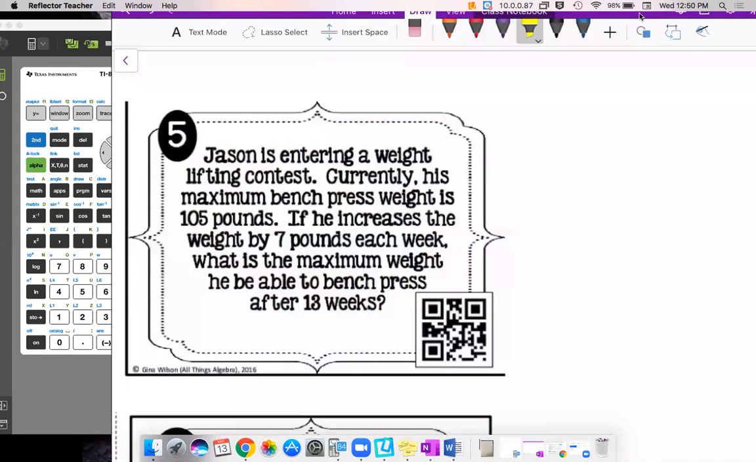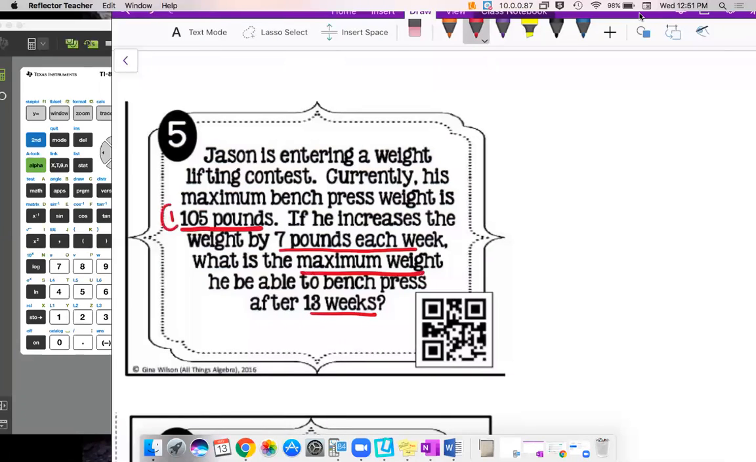Okay, then we got some word problems. So it says Jason is entering a weightlifting contest. Currently, his maximum bench press weight is 105 pounds. If he increases the weight by 7 pounds each week, what is the maximum weight he will be able to bench after 13 weeks? Okay, so they did give us a starting place. They did say that he is currently at 105, and if he increases his weight each week, he wants to know how much it is going to be after 13 weeks.